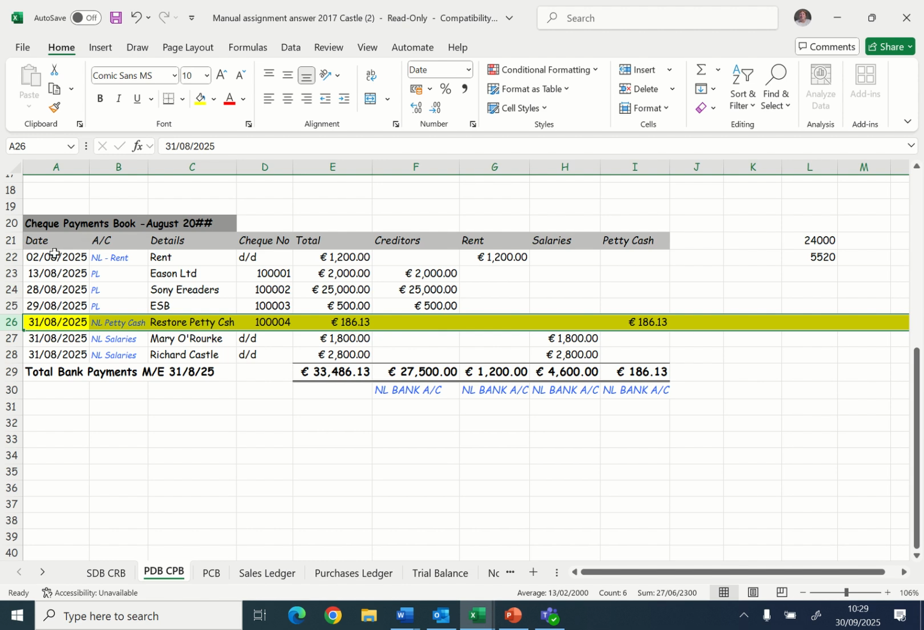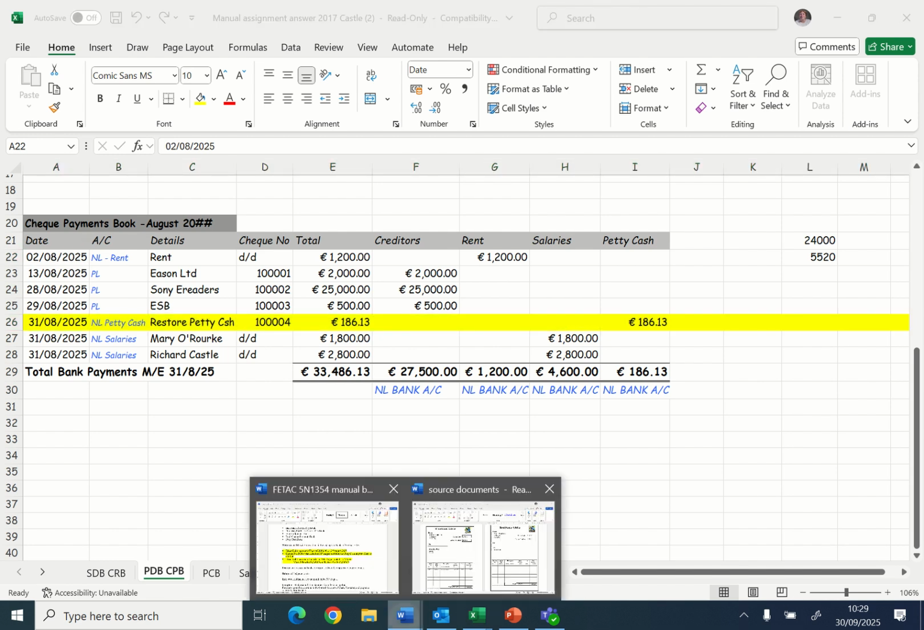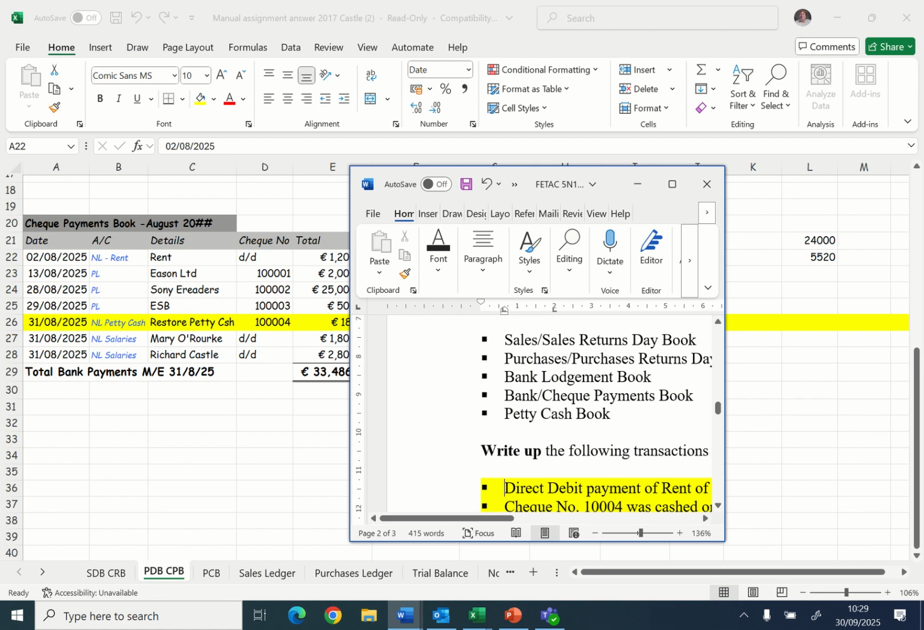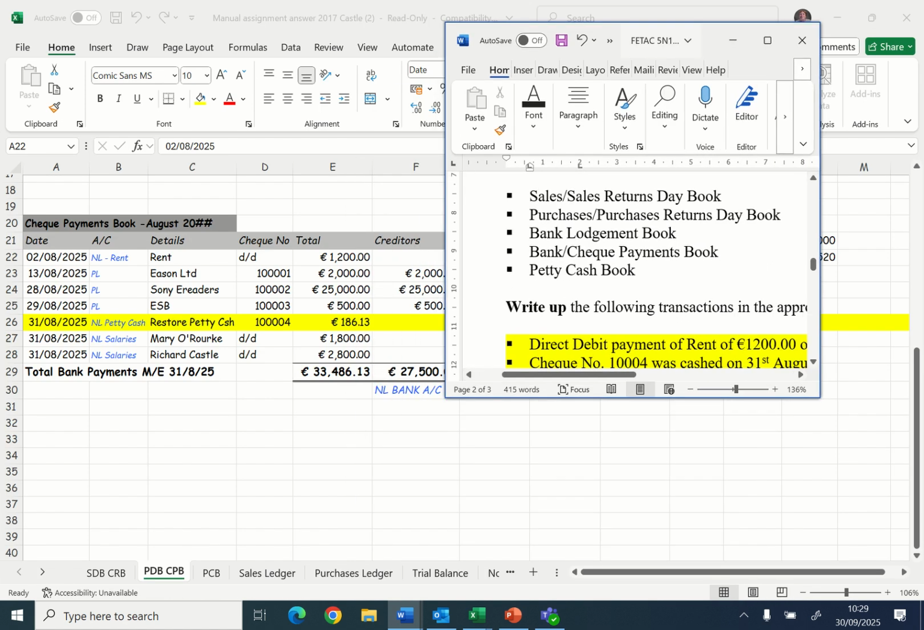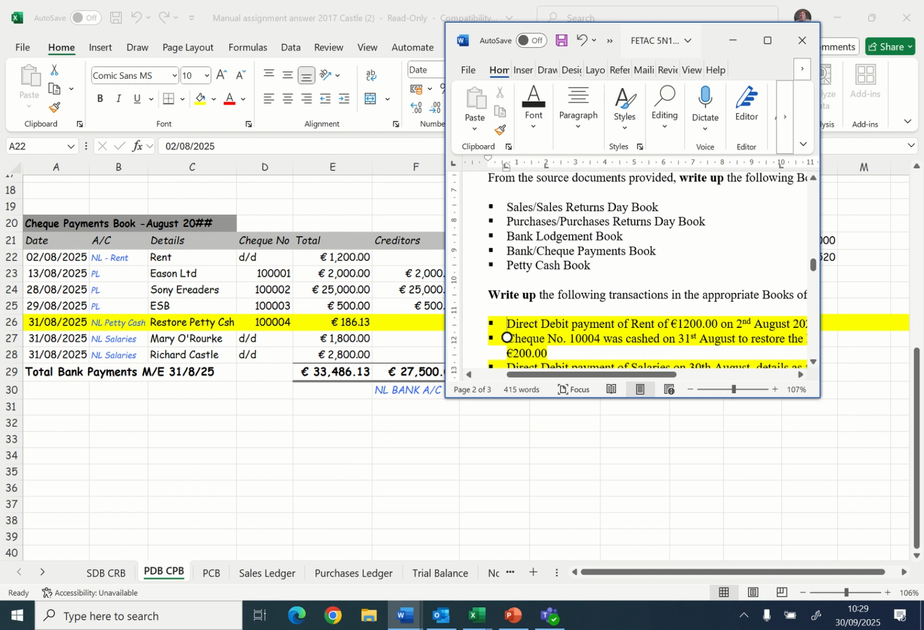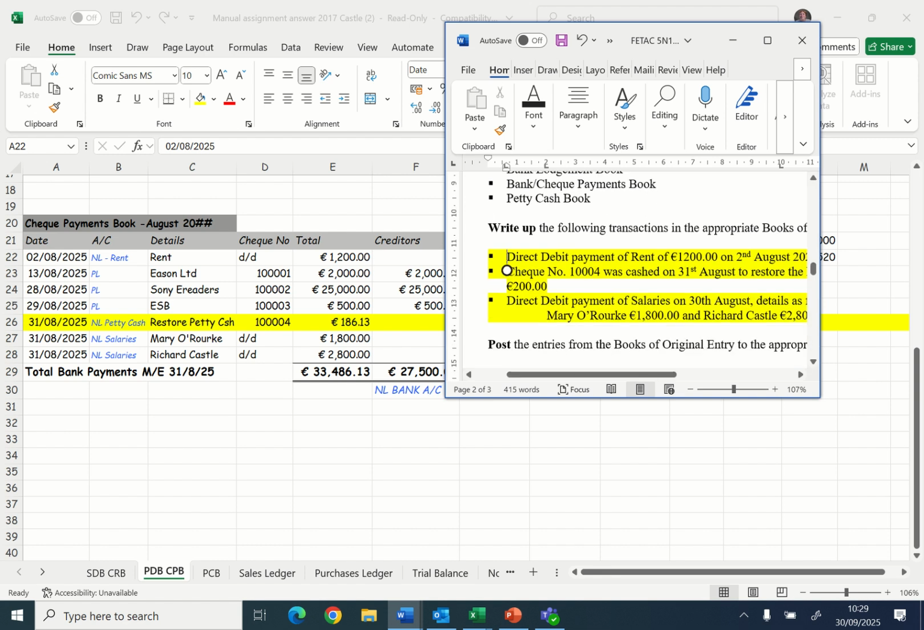So we're going to enter the information that we do know about. So we know about the rent on the 2nd of August. So we're putting in that rent there of €1,200. We also know about two payments of salary, so Mary O'Rourke and Richard Castle down here.